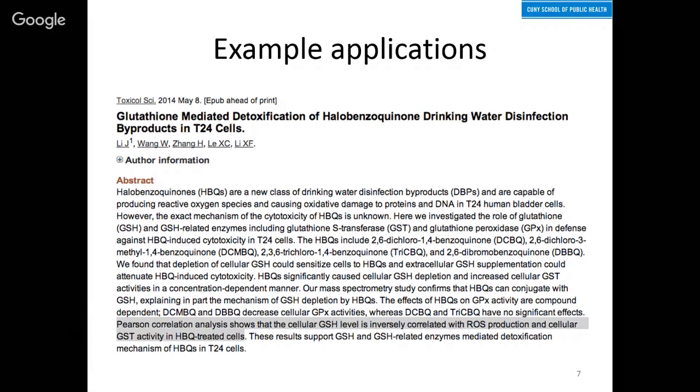Inversely correlated means that when the predictor goes up, the response goes down. And this, by the way, is the result of a hypothesis test. If you have a null hypothesis of zero correlation, they have rejected that hypothesis and are saying that there is an inverse correlation.